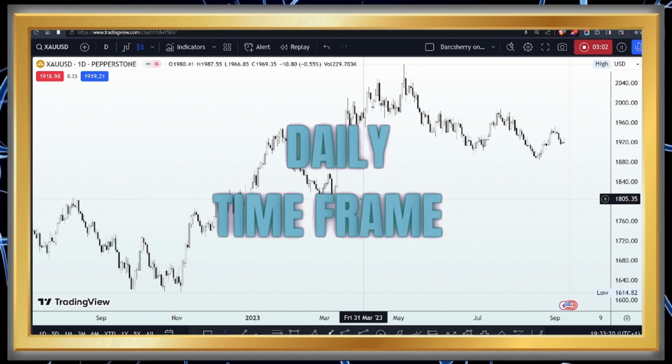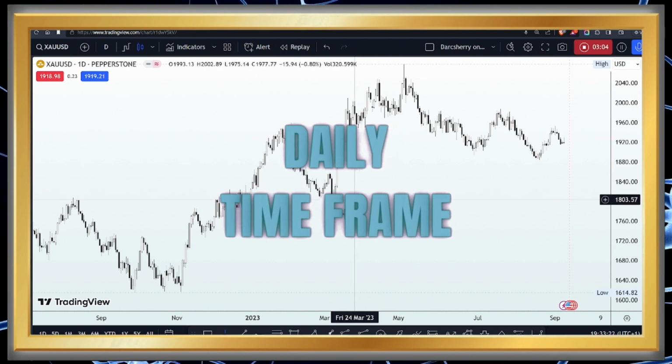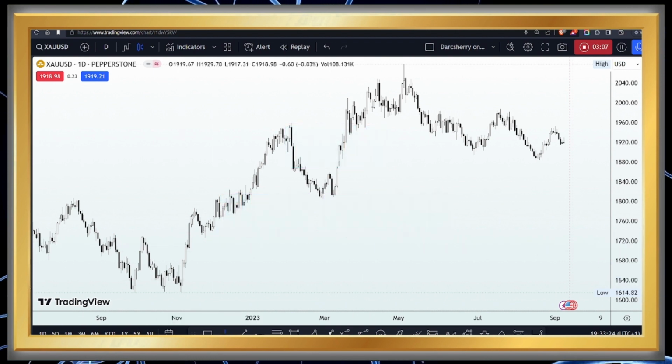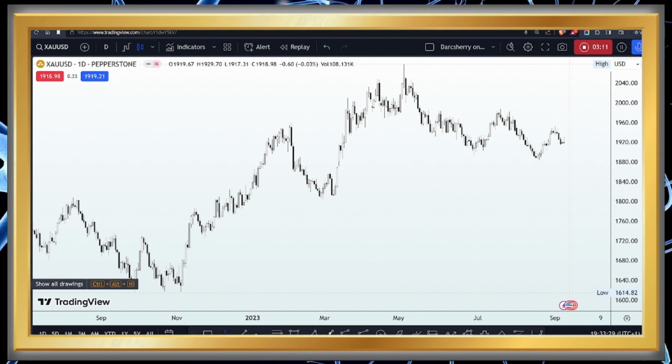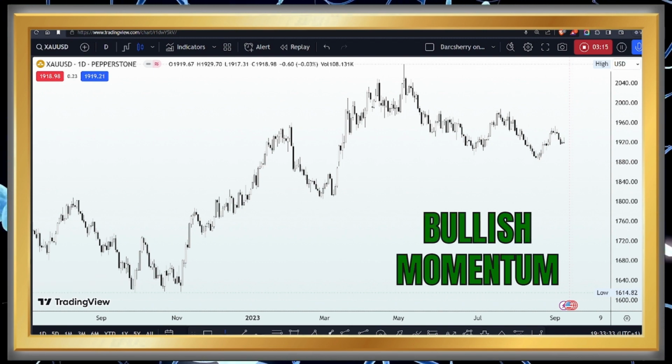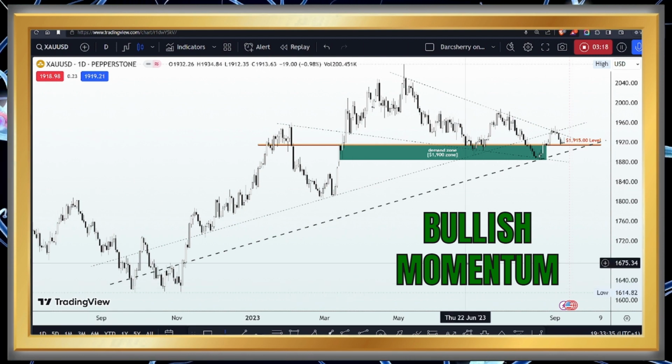And as usual, we shall be taking the daily time frame into perspective, and what I did here on the daily time frame after considering the nature of price action in the last 1 year, it is quite obvious that price action has been very bullish.